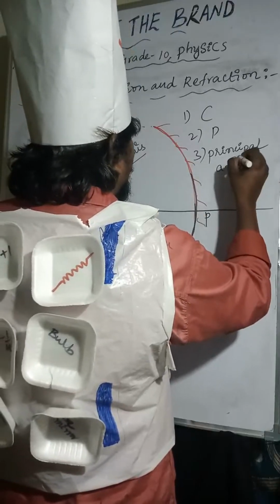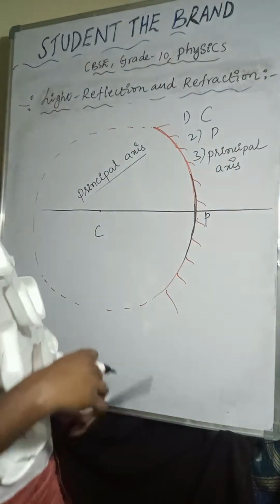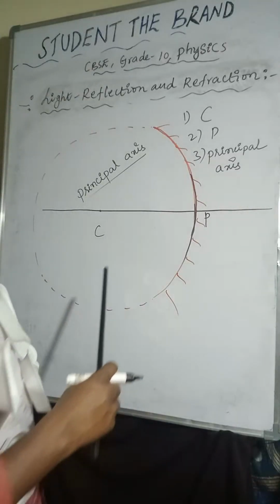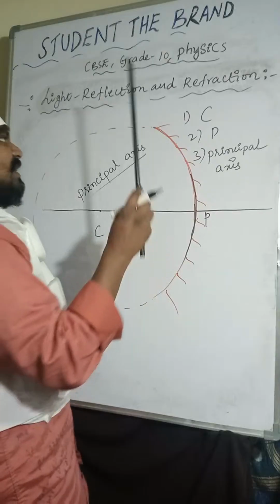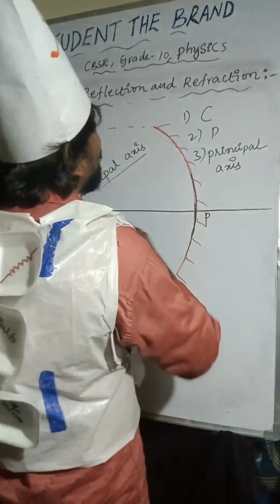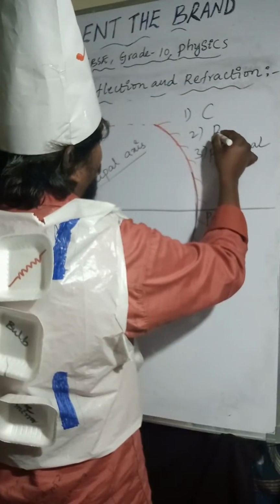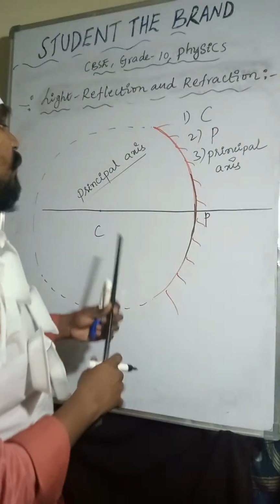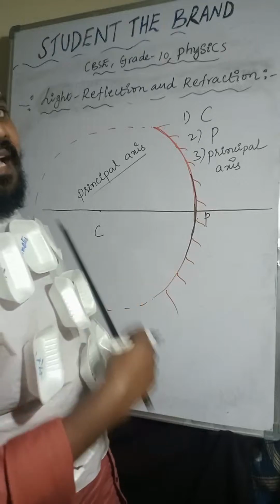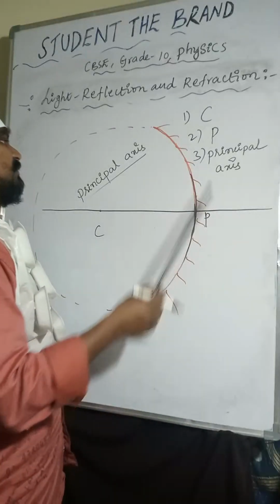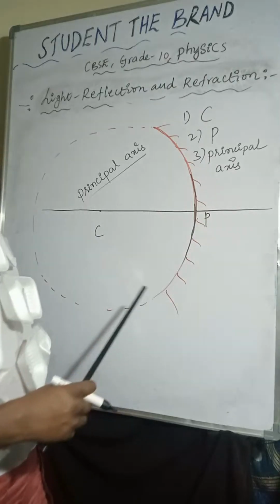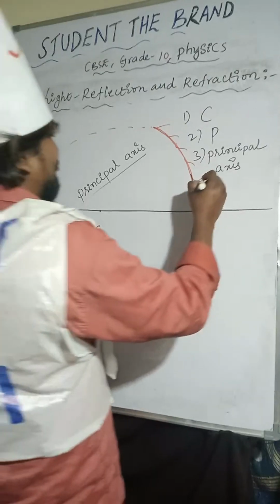The center of the imaginary sphere of which the mirror is a part is called the center of curvature. The midpoint of the mirror is called the pole. The line joining the center of curvature and the pole is called the principal axis.